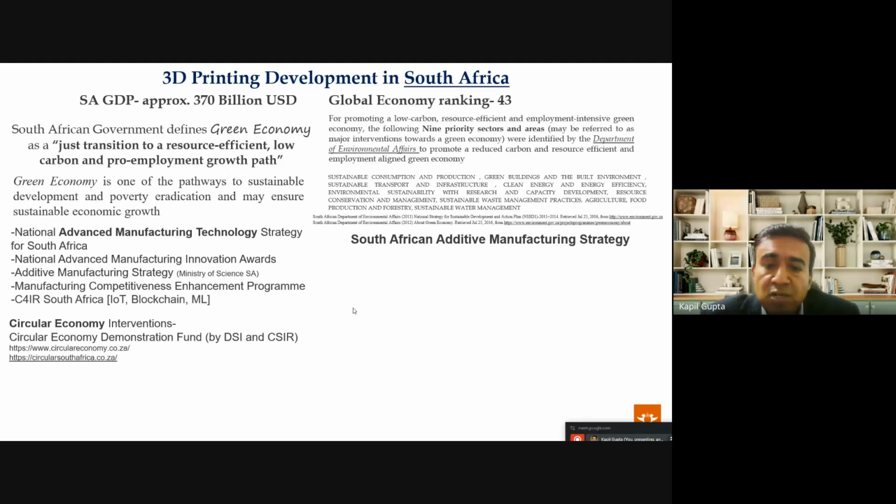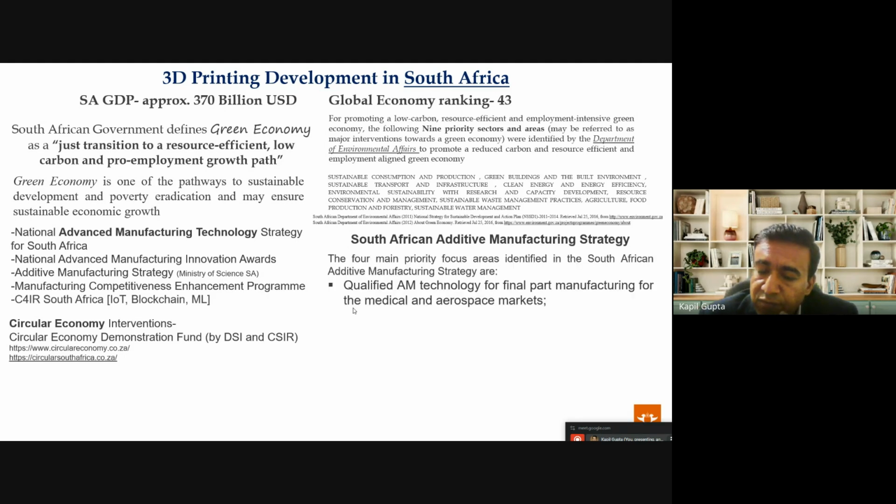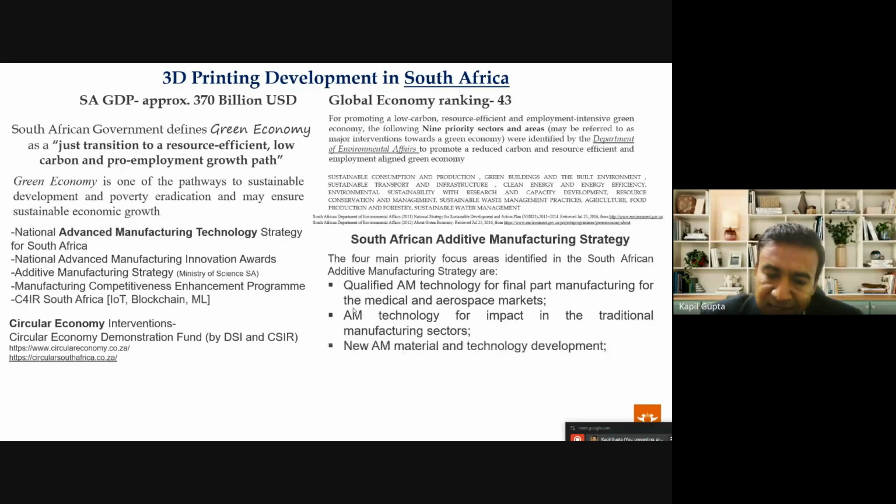Circular economy interventions are also there, and South African additive manufacturing strategies. So there are basically 4 priority focus areas. Qualified AM technology for final part manufacturing for medical and aerospace markets. Additive manufacturing, 3D printing for impact in the traditional manufacturing sectors. New additive manufacturing material and technology development. The focus is on this as well, and small and medium manufacturing enterprise development and support programs are there. So this is the overall South African additive manufacturing strategy.